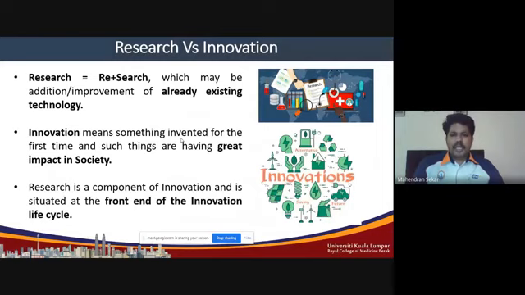Ideas alone are not considered an innovation. You need to convert the ideas into an invention, then convert that into a prototype, and after the prototype, you need to go for the commercialization stage. Only at that time is it called an innovative product. But research is a component of innovation, and it is situated at the front end of the innovation cycle. So research is also very important, because based on research information, you can select something for doing innovation of natural products.